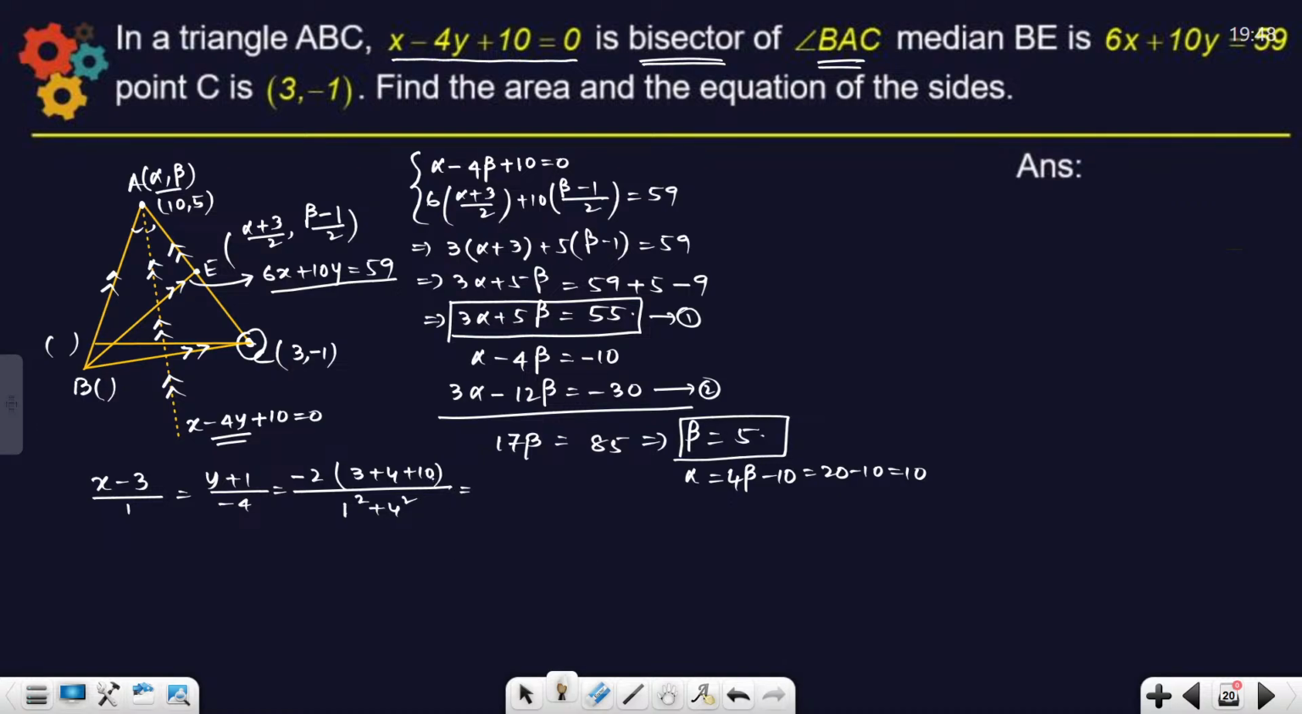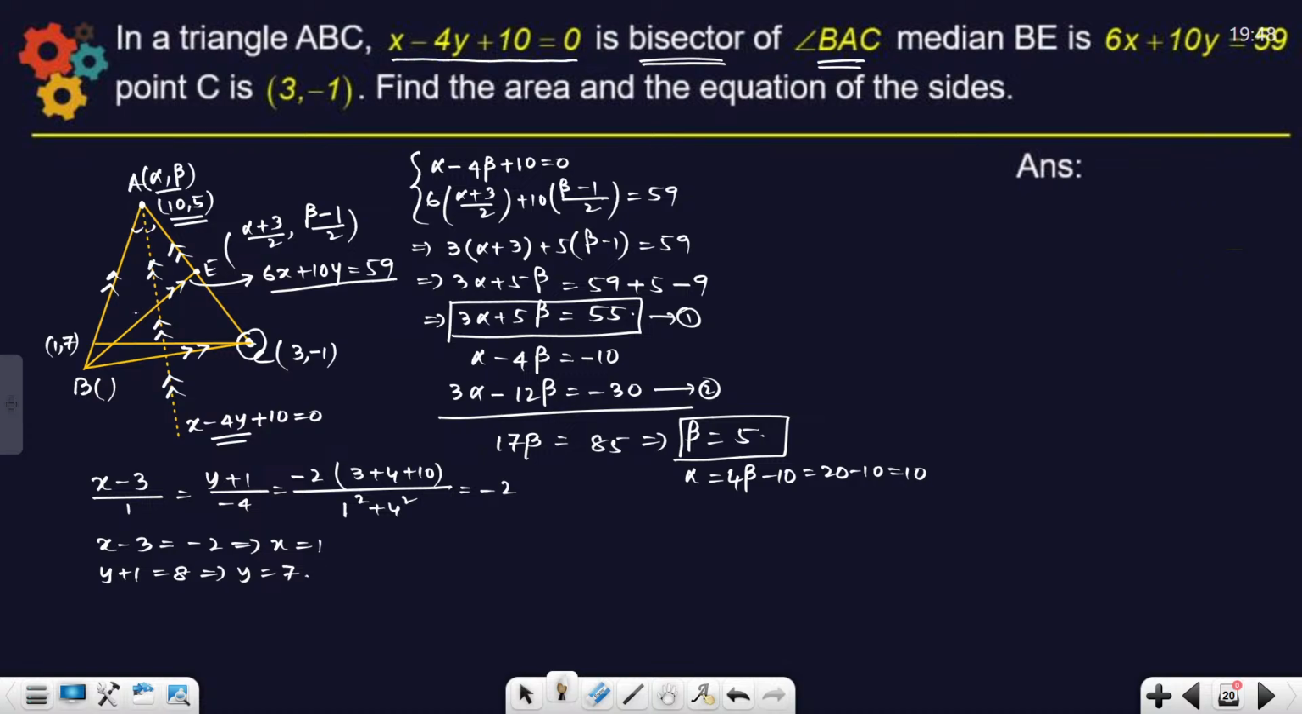So this is coming to minus 2. So x minus 3 is minus 2, implies x is 1, and y plus 1 is 8, implies y is 7. Okay, so this point is basically (1, 7). Right? And you know the point (10, 5) is the coordinate of A. So now I can easily find out the equation of AB.